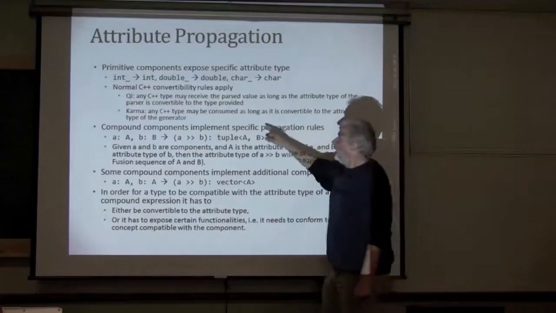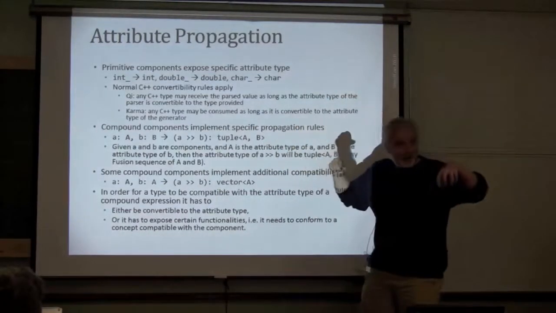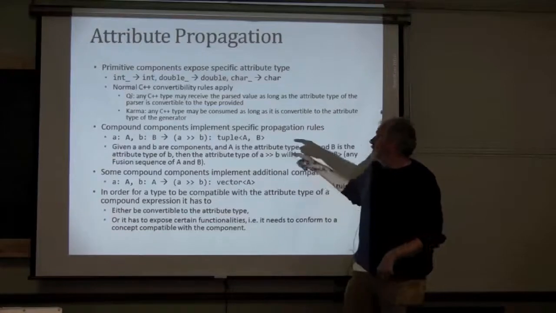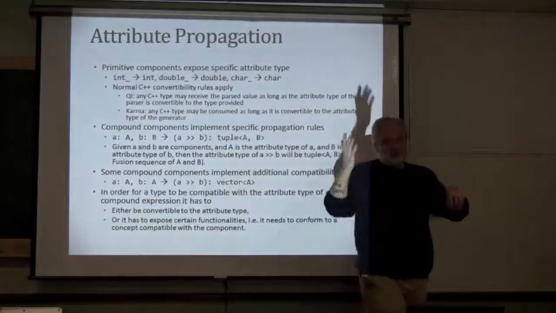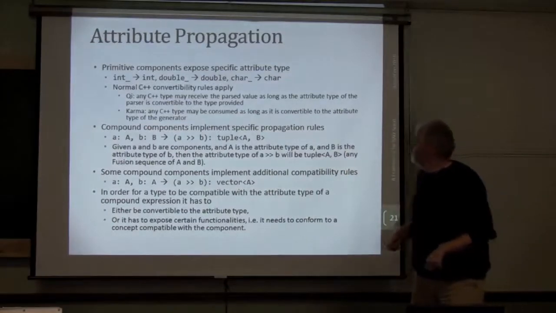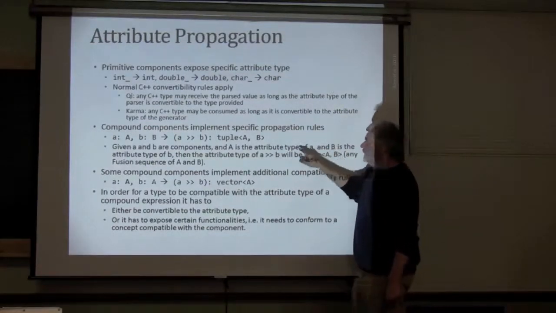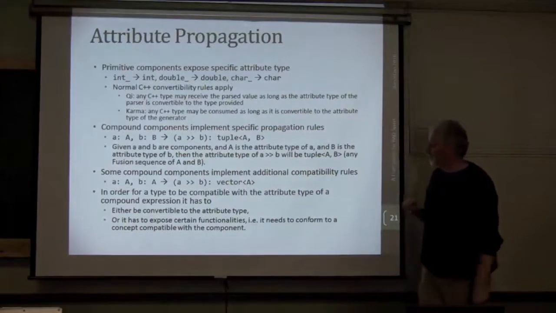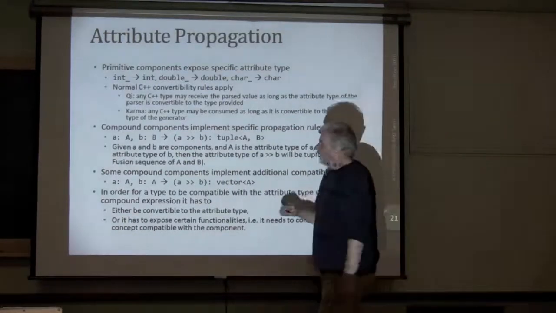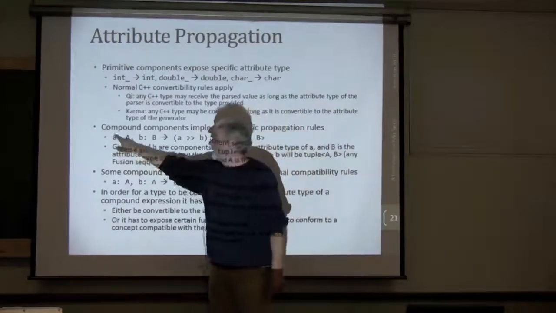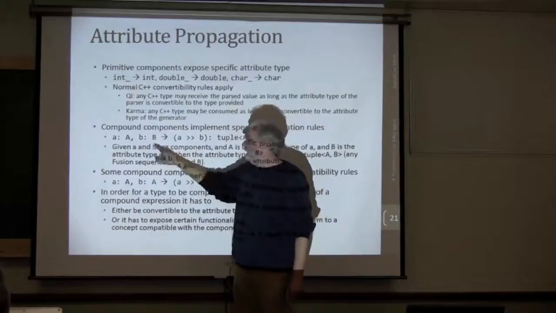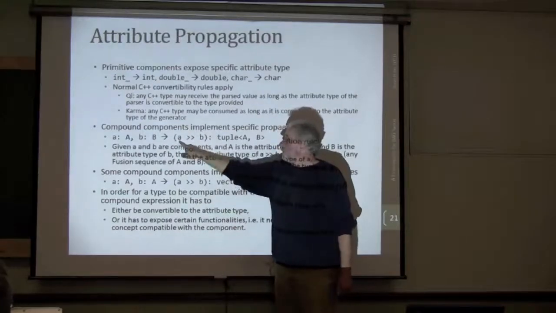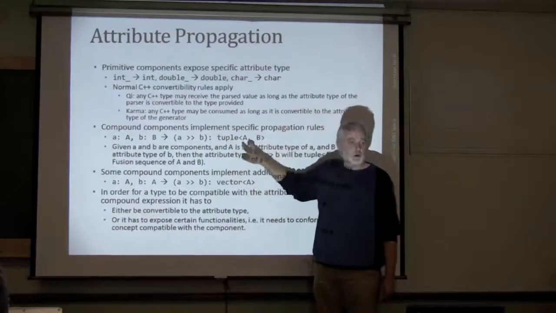In Karma, the other way around, any C++ type may be consumed by a generator as long as the attribute type is convertible to that output type. When I want to output an integer, I can pass it a double. It will cut it off and truncate it, but the compiler will happily accept that. Something you will see in Spirit's documentation very often is this way of expressing things, which we call attribute propagation rules, which is just a funny way to say: if I have a parser A, which has an attribute of capital A, and a parser B with an attribute of capital B, then the attribute of A followed by B is a tuple of those both types.